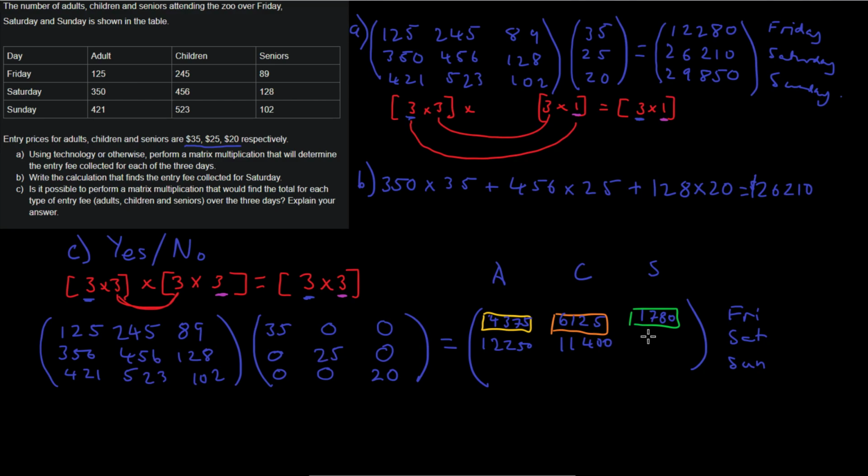And the seniors on the Saturday, 2,560. Adults on Sunday, that would be 421 times 35, which is 14,735. The children, 13,075. The seniors, $2,040. So when we're doing the total for each type of entry fee, or the total of any kind of large matrix, we could do all the individual calculations, or we can combine them into a diagonal matrix. Keep that in mind if you've ever got to do something like that.